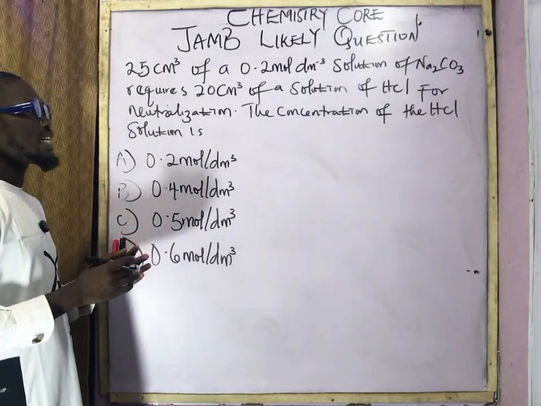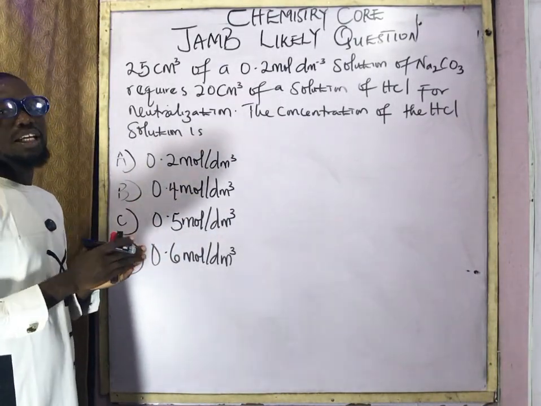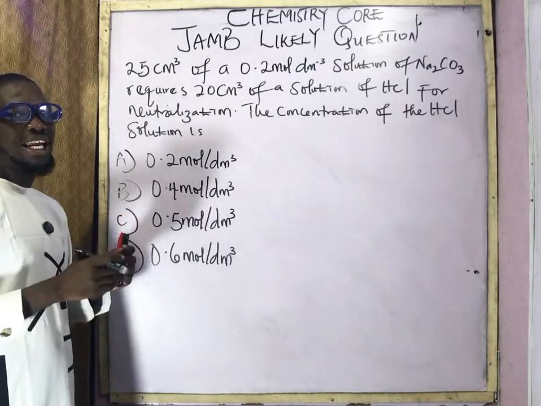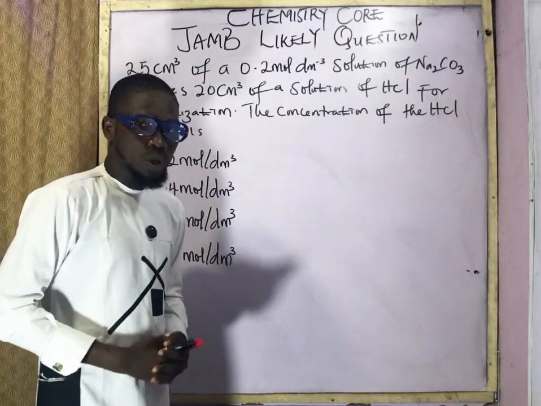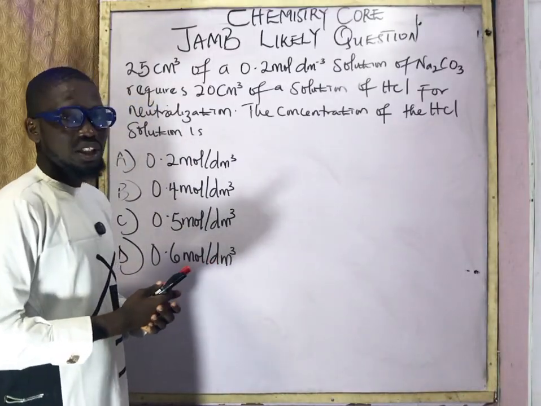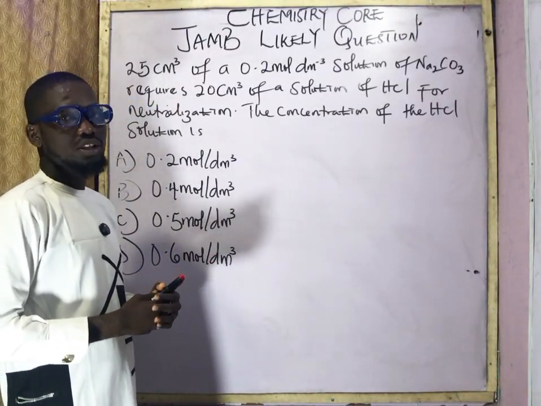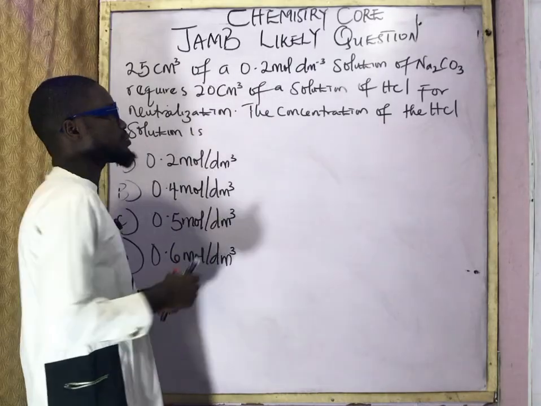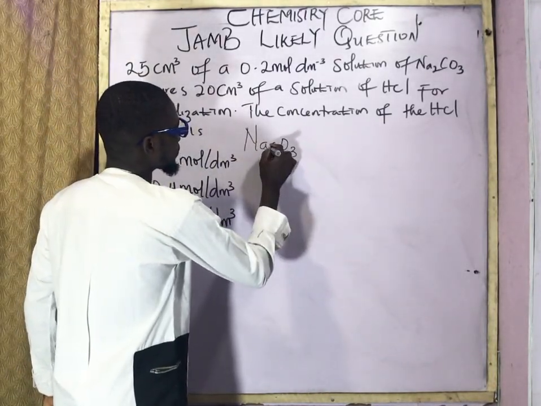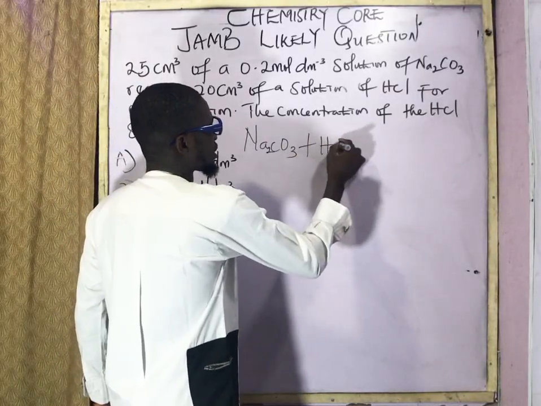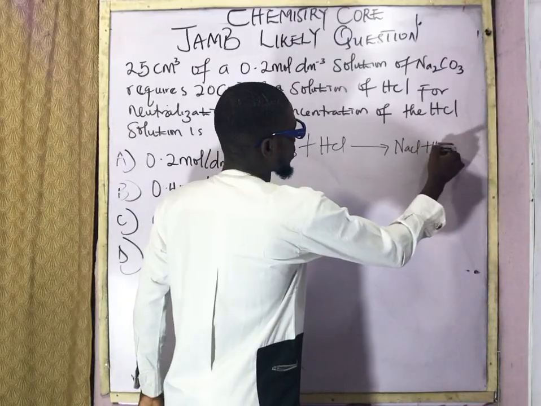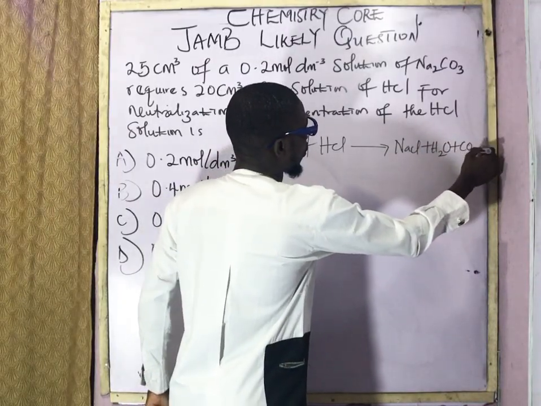This type of equation falls under acid, base, and salt. And how can you solve an equation like this? The first approach is that you need to write out the chemical equation. So the base there is sodium carbonate plus HCl. What are we going to have? We're going to have sodium chloride plus water plus CO2.